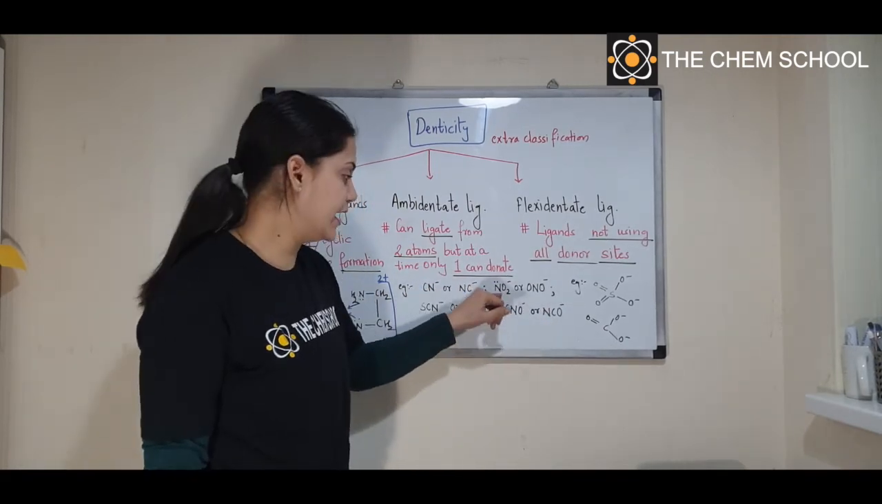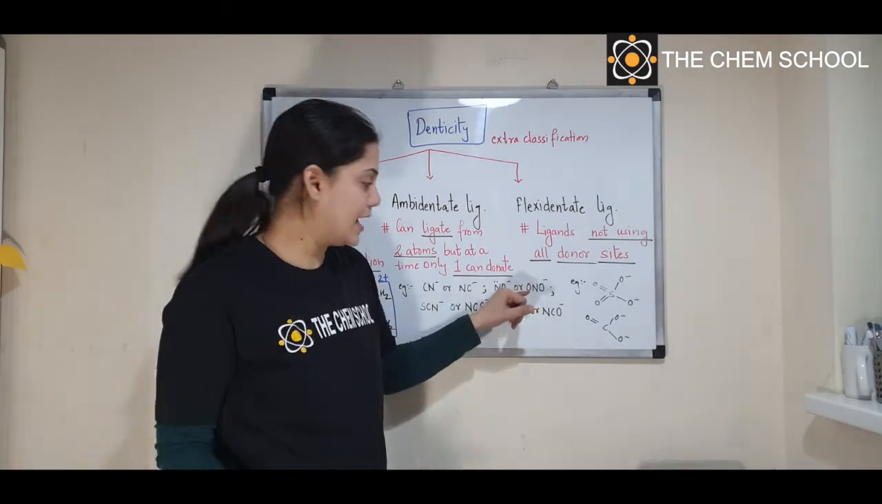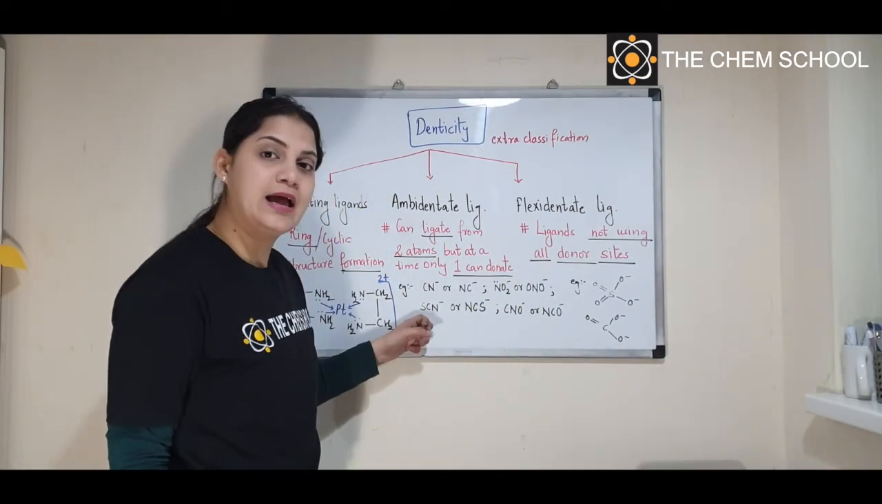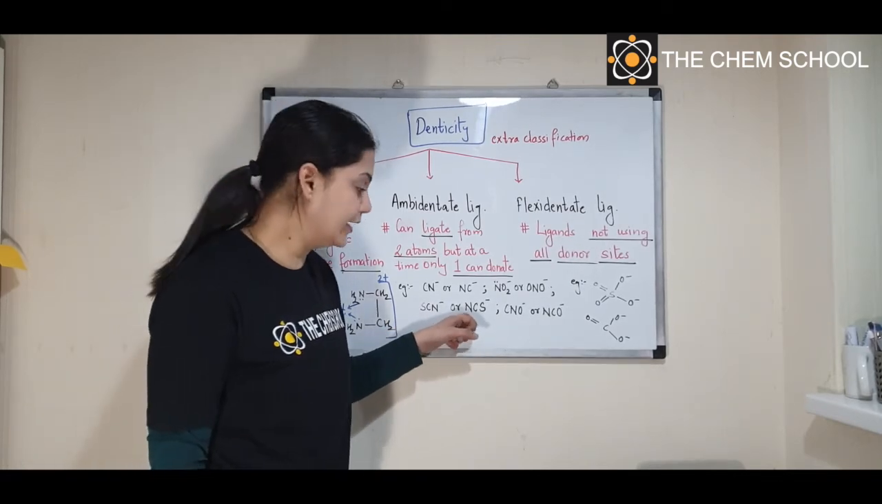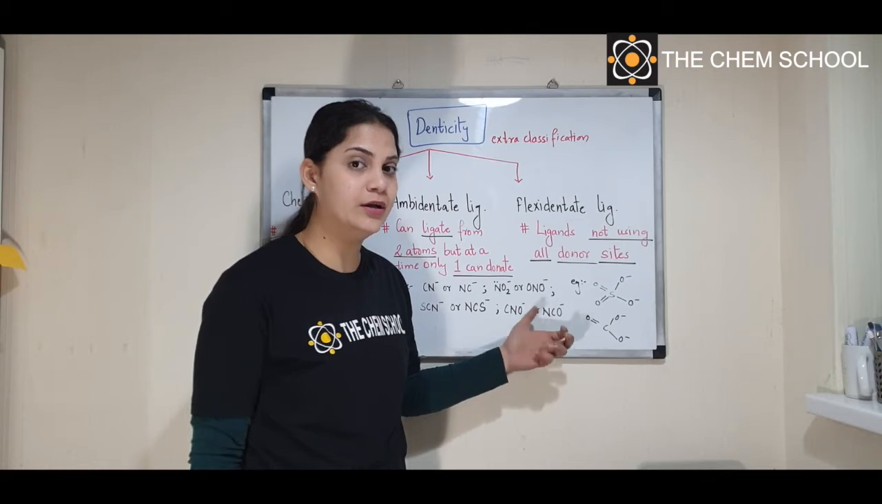Similarly, in other cases, in NO2 minus, N will be the donor, and in ONO minus, I have written O first, so O will be the donor. Similarly, thiocyanate, so S will be the donor here, and here nitrogen will be the donor. C will be the donor here, and here N will be the donor.